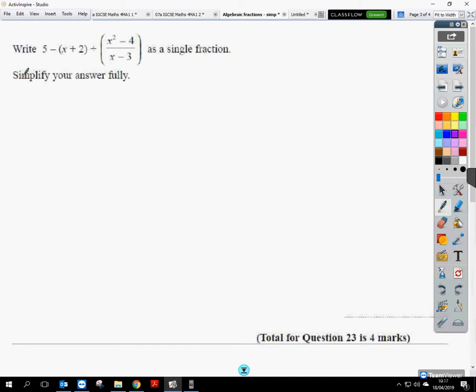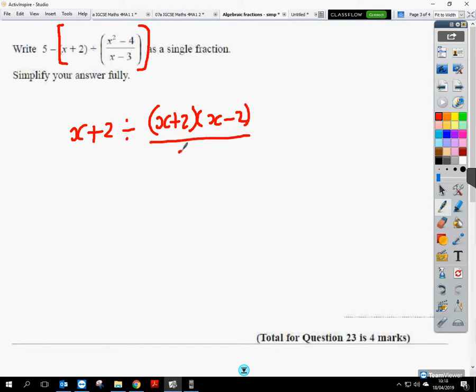Next question. So, BIDMAS tells me to do division before subtraction. So, it's a bit like the first question in this pack. I'm going to put some square brackets here. I'm going to try and work out what's in here first. So you have x plus 2 divided by, now, x squared minus 4 is the difference of two squares. That's x plus 2, x minus 2. And remember, dividing by a fraction is the same as multiplying by the reciprocal. So same as multiplying by the fraction upside down. So let's flip the fraction.